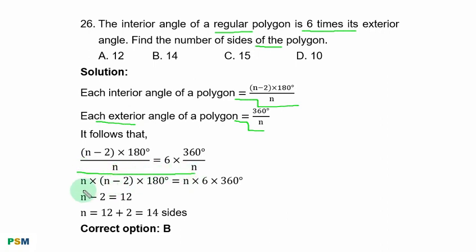If you cross multiply, you have these results. N, we cancel N. Then if you divide through by 180 degrees, you are left with 2 here that will multiply 6 to give you 12. So you have N minus 2 equal to 12. So N is equal to 12 plus 2 equal to 14. So you have 14 sides. The correct option is B.